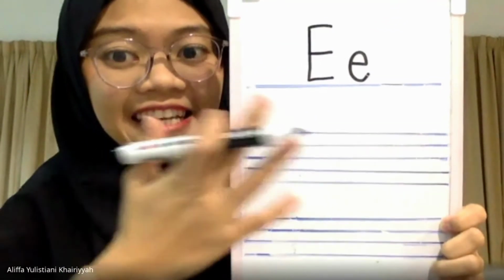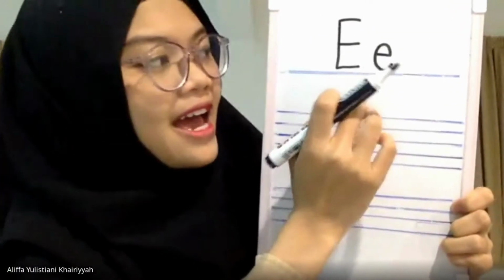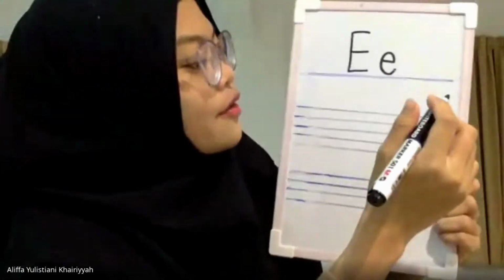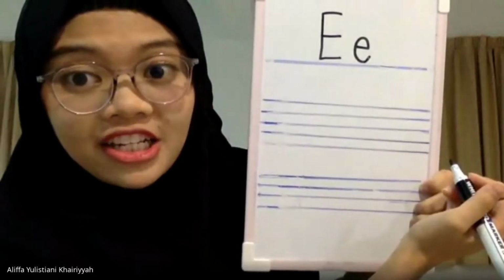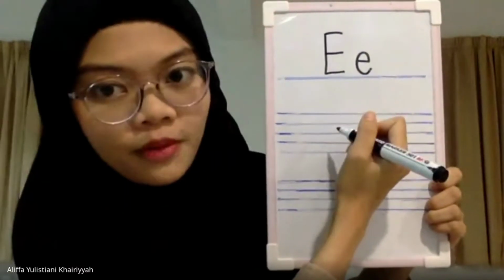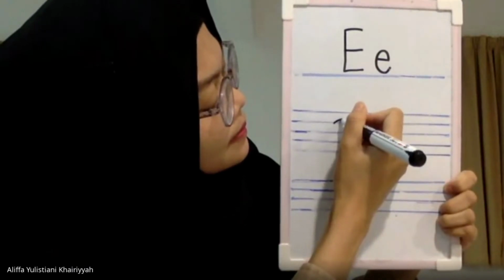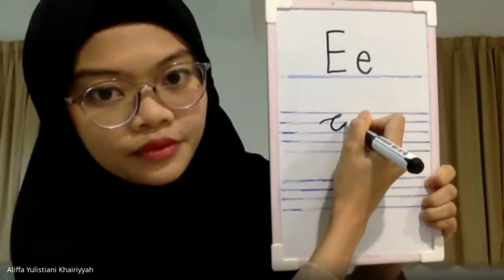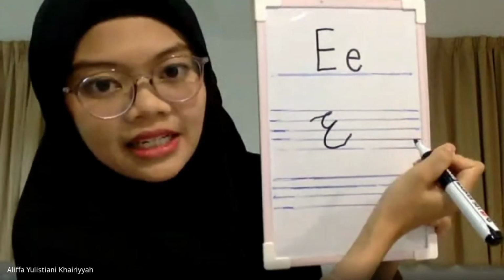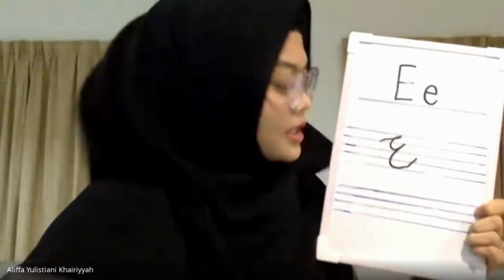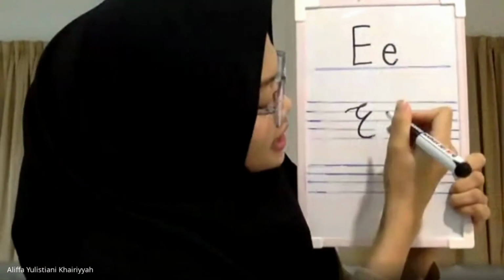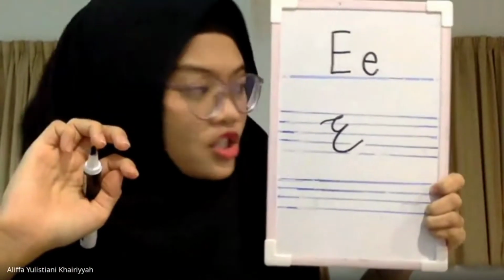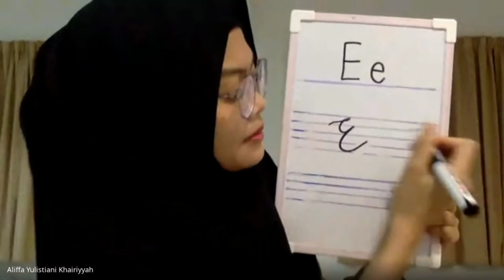So the next letter is E. This one is the capital E, and this is a small letter of E. So how to write the cursive letter of E for capital? Please pay attention. Follow my step. 1, 2, 3. Oops. I will write better like this. Yes, it's like the 3 letter, right? Like number 3.